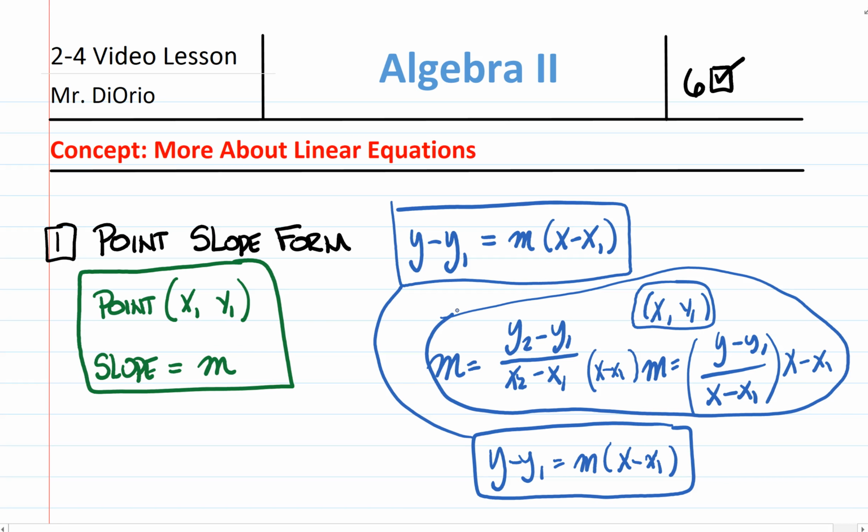The key thing to remember when you're dealing with point slope form is that you are given a single point and a single slope for a line, and then all you have to do is put it into this form. I'll explain a little bit more in the next box for you.